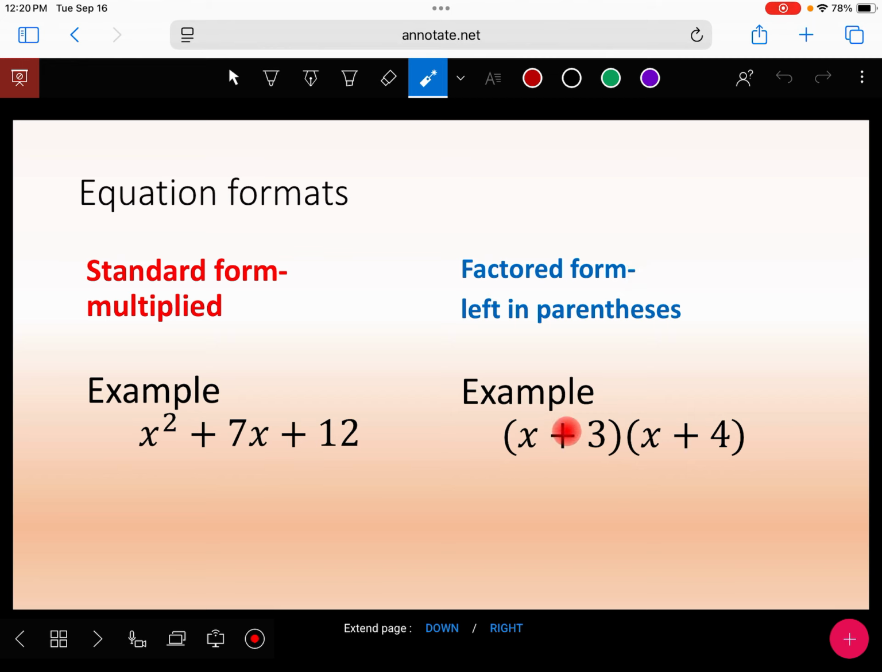Would you agree that, hopefully you agree, that if I multiply this, I get this? Because the 2 numbers that would multiply to 12 and add to 7 would be what? 4 and 3. So if I were to pull up a graphing calculator and type in this or this, it would be exactly the same. 2 different ways to say the exact same equation. But today we're going to focus on factor form.